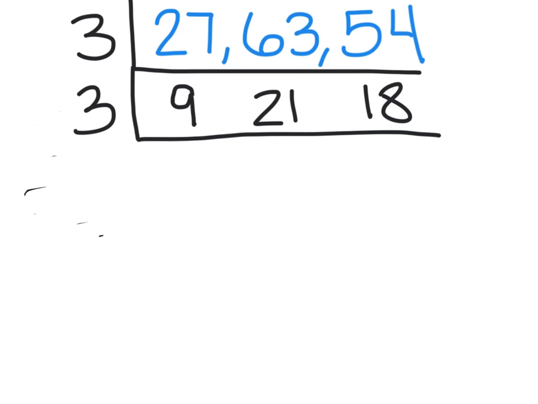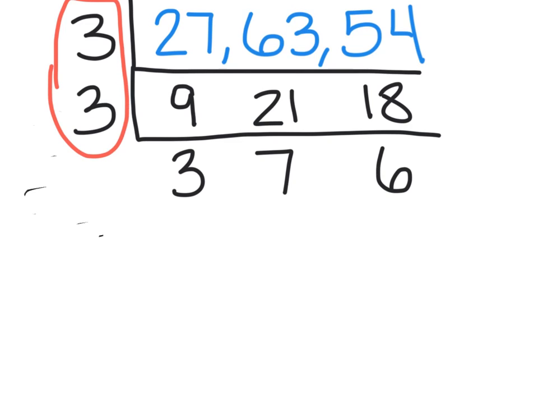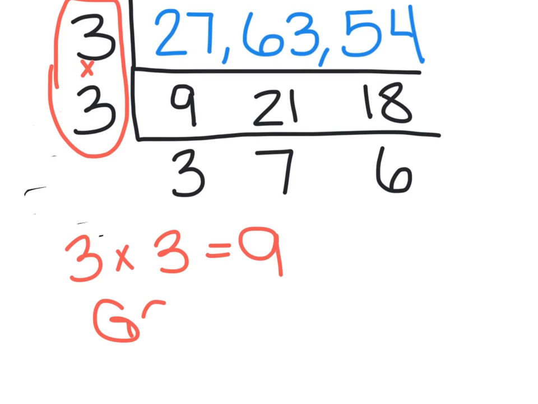So 9 divided by 3 is 3. 21 divided by 3 is 7. And 18 divided by 3 is 6. So now I have 3, 7, and 6, and there's not a prime number I could divide all 3 of those by. So I'm finished. I have 2 layers of my cake. So you take the 2 layers and you multiply them together, so it's 3 and 3. 3 times 3 equals 9. So my greatest common factor of 27, 63, and 54 is 9.